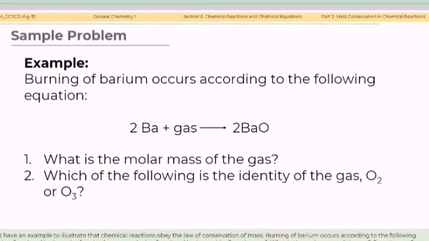Let us have an example to illustrate that chemical reactions obey the law of conservation of mass. Burning of barium occurs according to the following equation: 2 moles of barium plus 1 mole of gas producing 2 moles of barium oxide. Question number 1: What is the molar mass of the gas? And question number 2: Which of the following is the identity of the gas, O2 or O3?